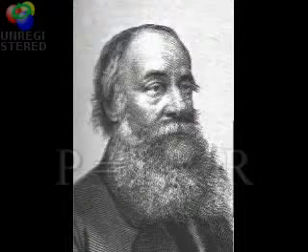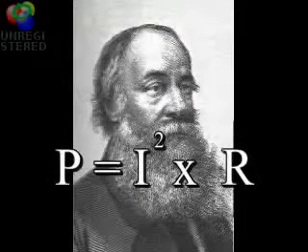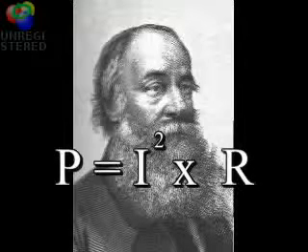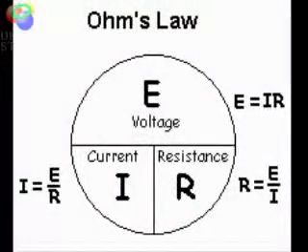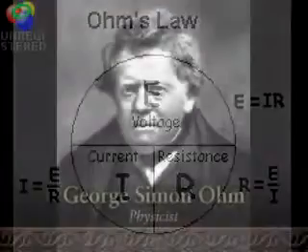This discovery, published in 1841, followed the form of the last equation, P equals I squared R, and is properly known as Joule's law. However, these power equations are so commonly associated with the Ohm's law equations relating voltage, current, and resistance, E equals I times R, I equals E divided by R, and R equals E divided by I, that they are frequently credited to Ohm.